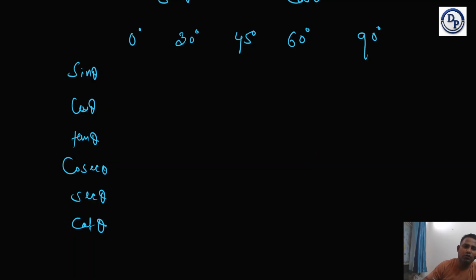Now sine 0 degree, as I mentioned, was 0. Sine 30 degree is 1 by 2. Sine 45 degree is 1 by root 2. Sine 60 degree is root 3 by 2. And sine 90 degree is 1.